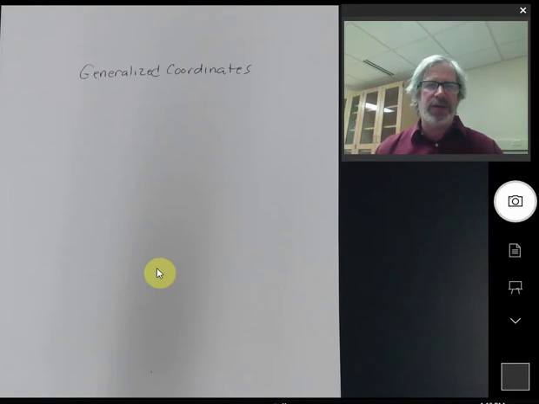So we'll talk about generalized coordinates. We'll talk about number of degrees of freedom, generalized momentum. We'll talk about constraints and equations of constraints. We'll do at least one example problem where we have a constraint, and then next time we'll do one or two more example problems, and we'll talk about Lagrange multipliers next time. So that's where we're going.